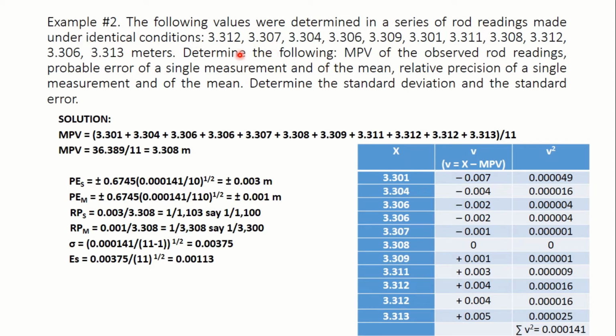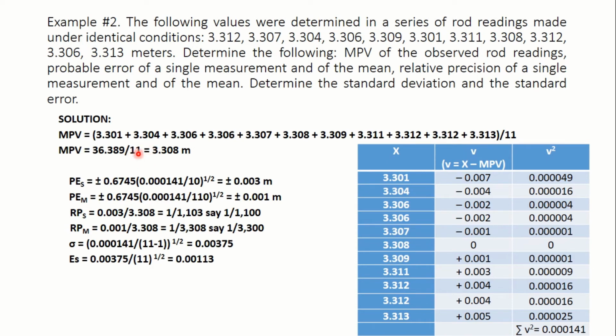Okay? So, determine the following. MPV of the observed rod readings, probable error of single measurement, and of the mean, the relative precision of single measurement and of the mean. Determine also the standard deviation and the standard error. So, maraming pinapagawa rito sa atin. So, ibig sabihin ito, iisang height lang ang mineasure nila. Okay? Iisang height. Pero, makita nyo, hindi pare-parehas yung measurement. Merong pagkakaiba. Dapat, parehas lang dapat kasi isang height, diba? Pero, sabi nga natin, meron at merong error.